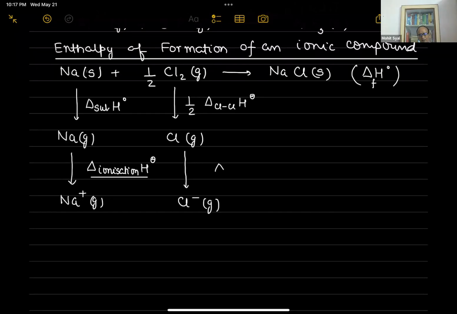Similarly, this is known as electron gain enthalpy. All these numerical values will be given to you, so no need to worry about that. And now Na plus and Cl minus will combine together. The lattice energy will be required or it will be released?